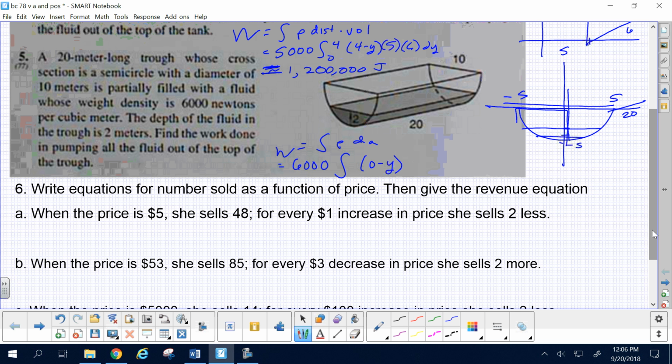Okay, sorry, volume. I was thinking force. The volume, how wide? 2x wide. I'm going to replace that because I don't have enough room. What about how long? 20. And how high is each slice, dy? Okay. I'll replace x in a minute.